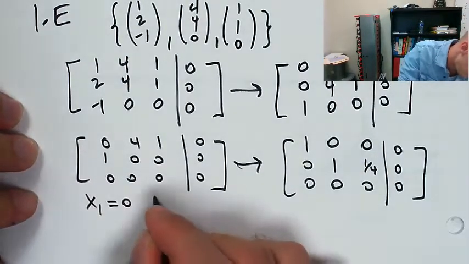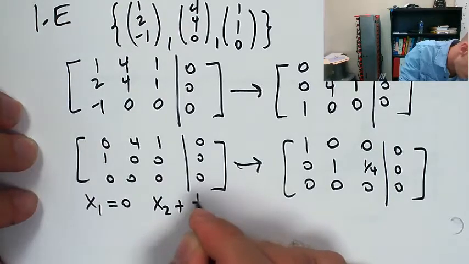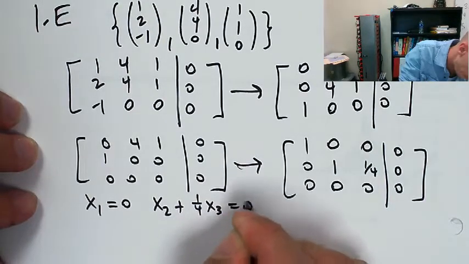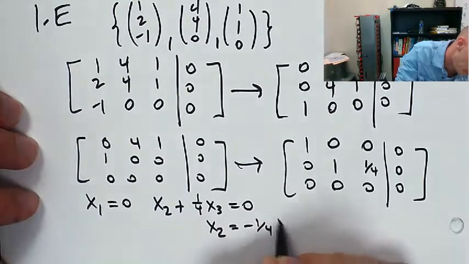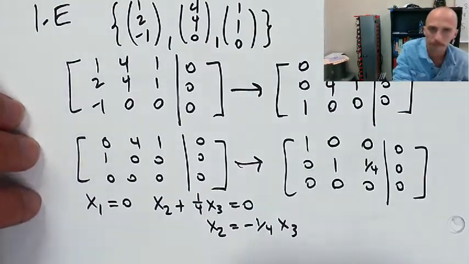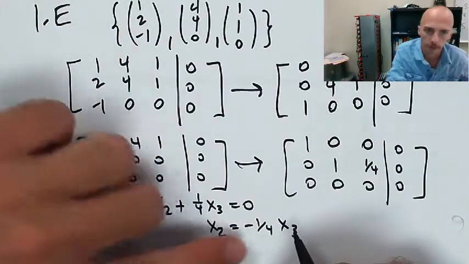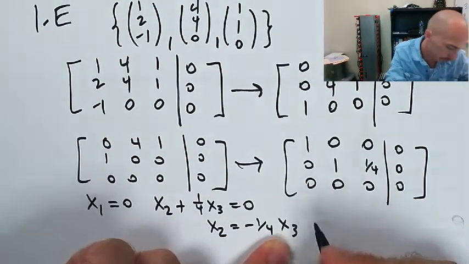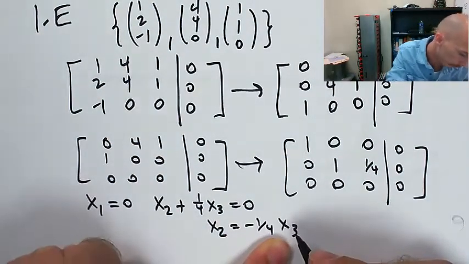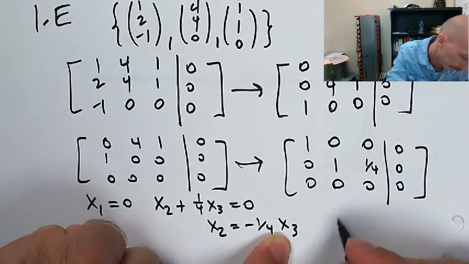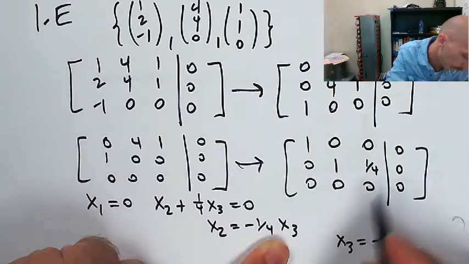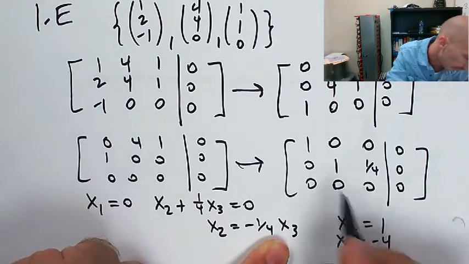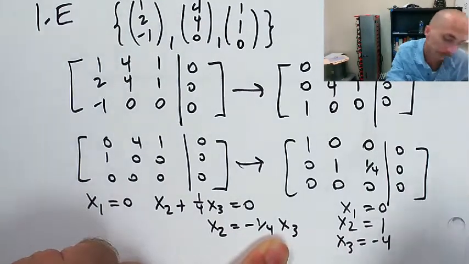Okay, so x1 equals 0. x2 plus 1/4 of x3 also equals 0. So x2 is negative 1/4 of x3. Okay. If I choose x3 equals, let's say negative 4, then x2 is 1, and x1 has to be 0.